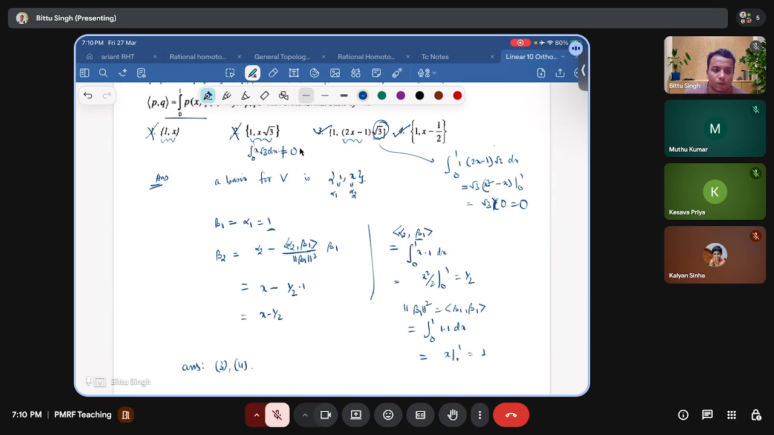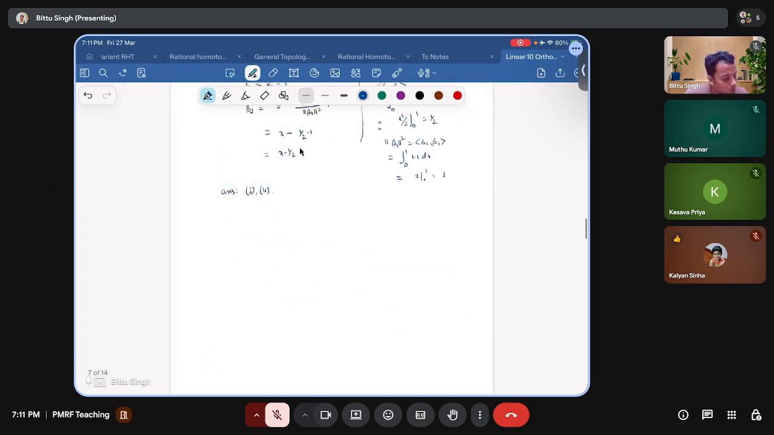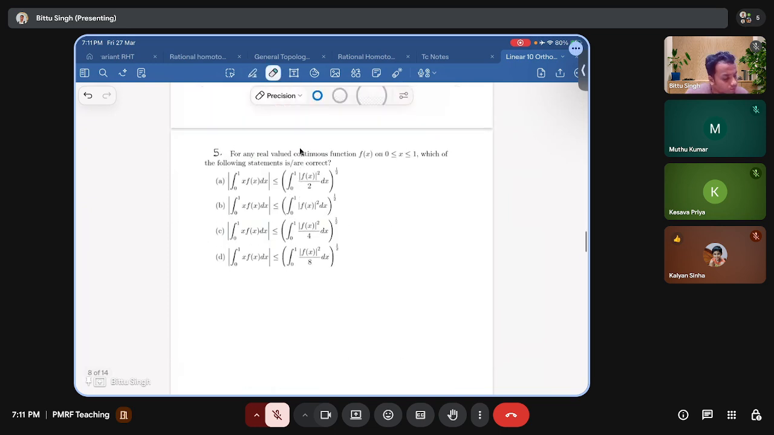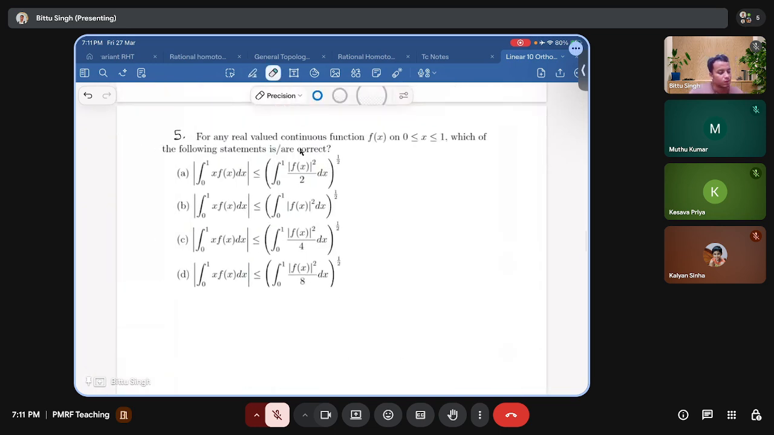Is it clear to all of you? Okay, great. So let us see the next problem. Here there are lots of inequalities, and we need to see which of the following are correct inequalities.